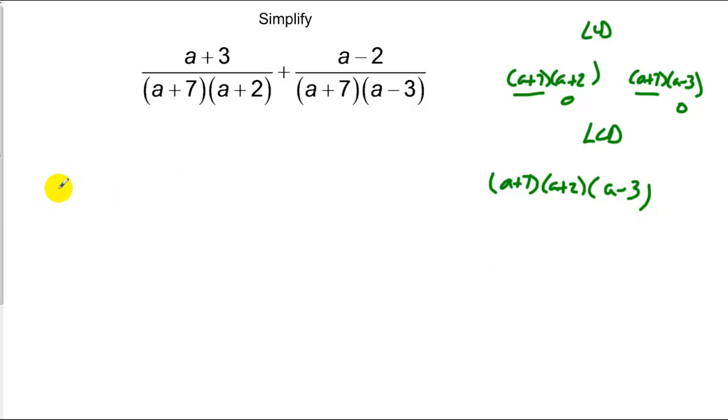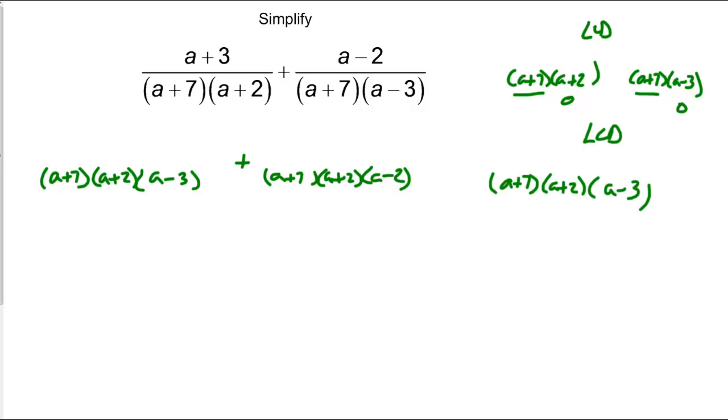And once again, I'll re-represent that once for each term. So a plus 7, a plus 2, a minus 3, a plus 7, a plus 2, and a minus 3.